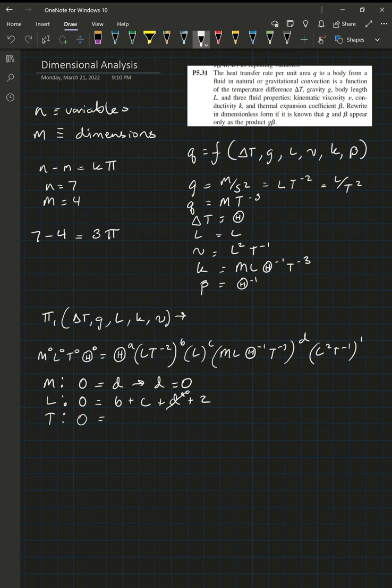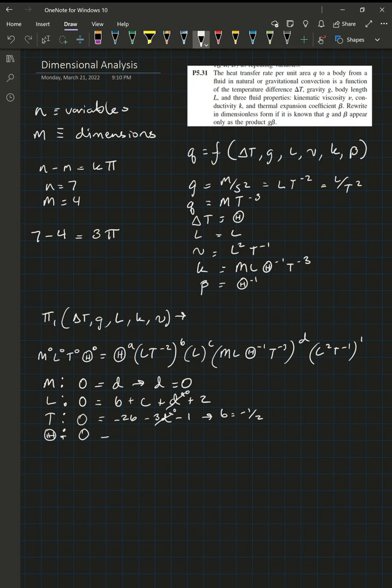So I have 0, which is equal to, well, G is raised to the minus 2, so it's minus 2B. And then L is 0, there's no T there. There is one in K, which is to the minus 3, which is minus 3D. And there is one in kinematic viscosity, which is just going to be minus 1. So again, D goes to 0. I can solve for B: add the 1, divide by negative 2, and B is equal to negative 1/2. We can do the same thing for temperature.